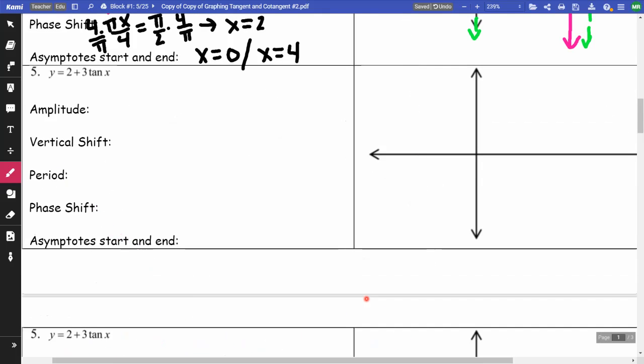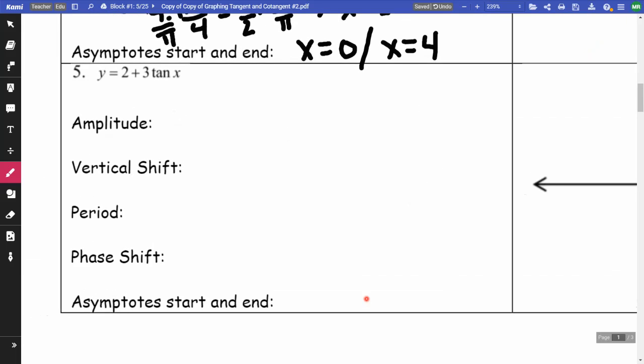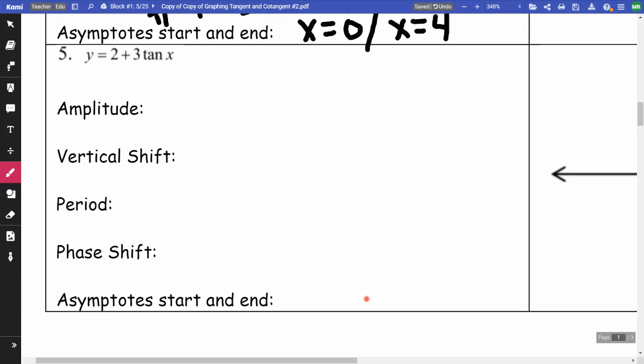Oops, I'm scribbling all over everything. Okay, so on this one, my amplitude is 3. Just kind of watch the order. This +2, that usually we see over here as a +2 like that. So it is the same thing. My vertical shift is 2. My period is pi over b, but my b is just 1, so this is going to be pi. My phase shift, none.